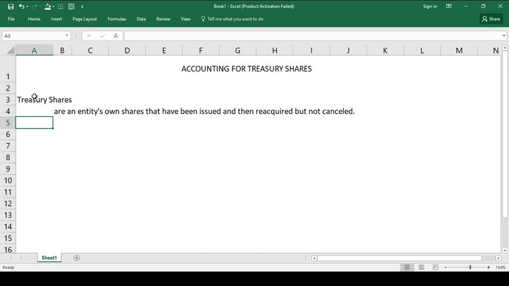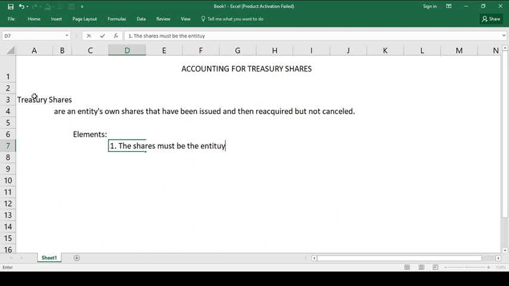Okay, the company reacquired that issued shares. During the reacquisition, the intention was not to cancel the shares. Okay? Take note ha, the elements under the definition. Okay, para masabi natin that is a treasury share. Una, it is a share. The shares must be the entity's own shares.